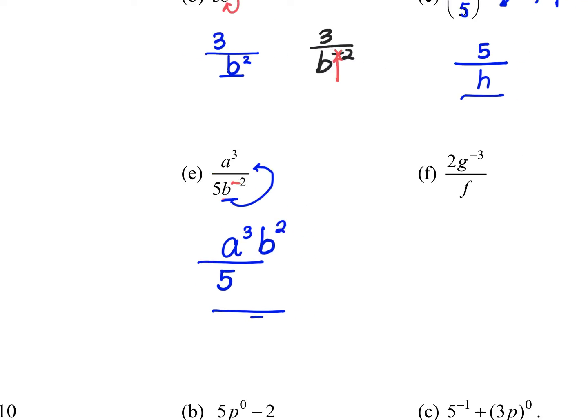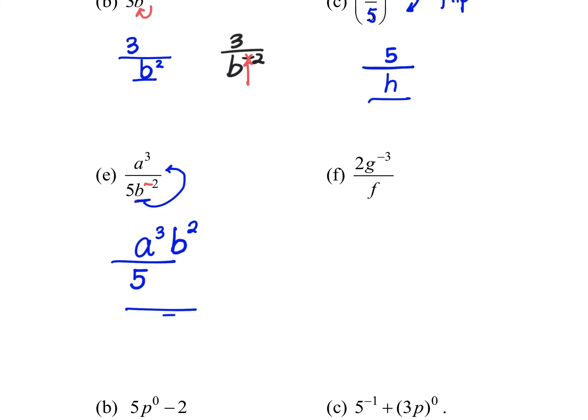Alright, next one. What happens if, in this case, my letter G has the negative power and it is in the numerator? So in this case, you can observe this power negative 3. Is it for 2? Or is it for G? Or is it for the 2G? Well, this is for G only. So in this case, the number 2 has no negative power.